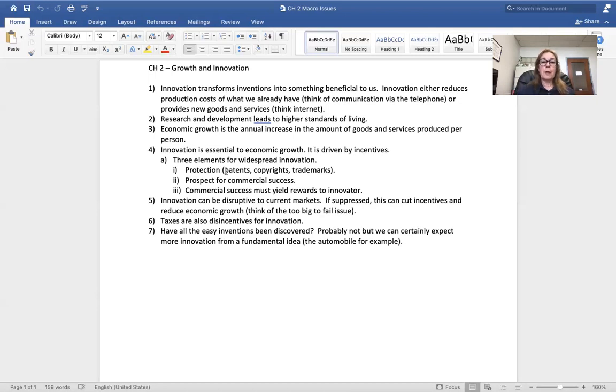So patents protect people's property rights. That's essential for widespread innovation. Copyrights also offer protection, and then trademarks. So patents, copyrights, and trademarks, all three of those are necessary for widespread innovation. Oh, by the way, patents are usually for about 20 years. Okay, also there has to be a prospect for commercial success.